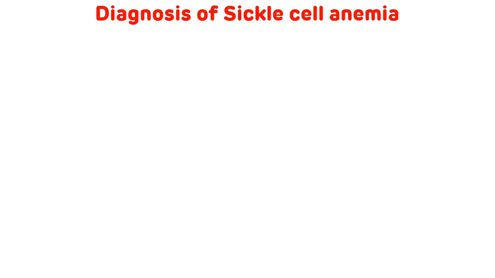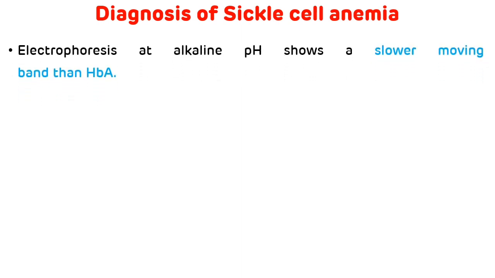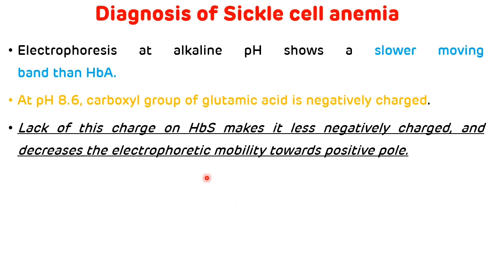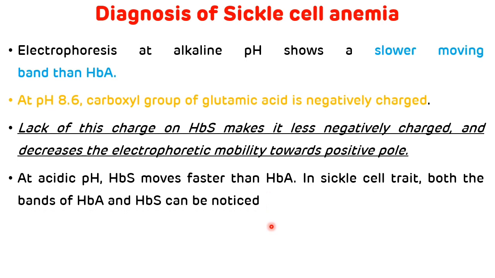Now, diagnosis of sickle cell anemia. Electrophoresis at alkaline pH shows a slower moving band than HbA. At pH 8.6, the carboxyl group of glutamic acid is negatively charged. That is in the normal scenario. But in sickle cell anemia, the lack of this charge on HbS makes it less negatively charged and decreases the electrophoretic mobility towards the positive pole. At acidic pH, HbS moves faster than HbA. And in sickle cell trait, both the bands of HbA and HbS can be noticed.